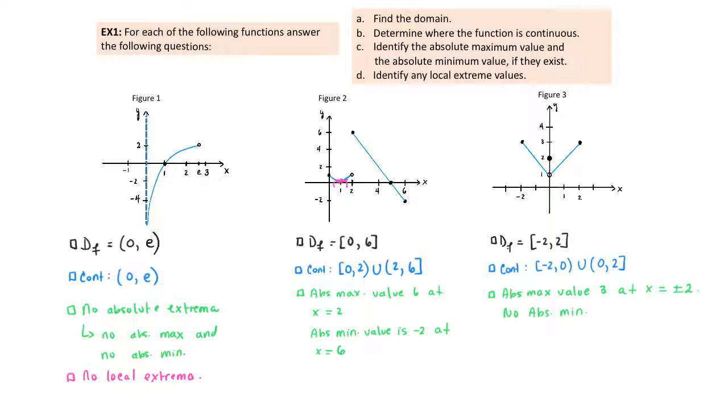So here I have both. I have a local minimum. The local minimum is going to be 0, and this happens when x is 1, and we have a local maximum. The local maximum is going to be 6, and this happens when x is equal to 2.